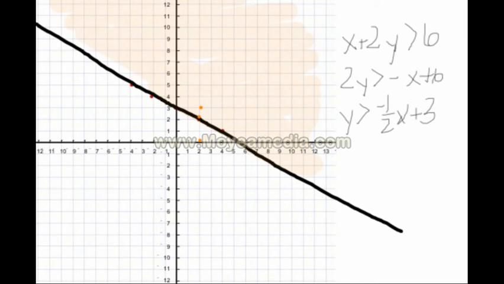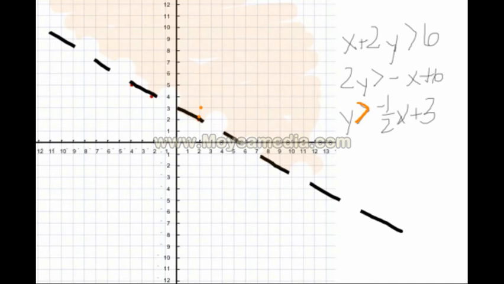But we have one slight problem. I say greater than. So that means that this needs to be a dashed line because it does not include the line. So all I have to do is make it a dashed line to make sure that I'm not including it when I'm doing less than or greater than.